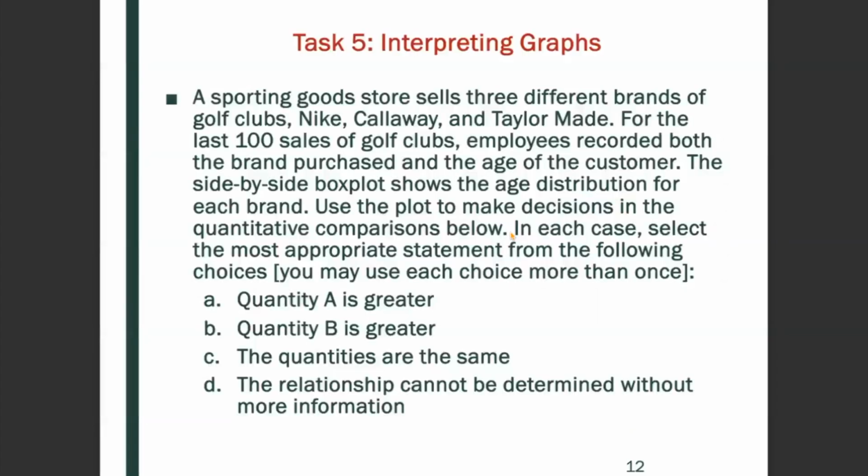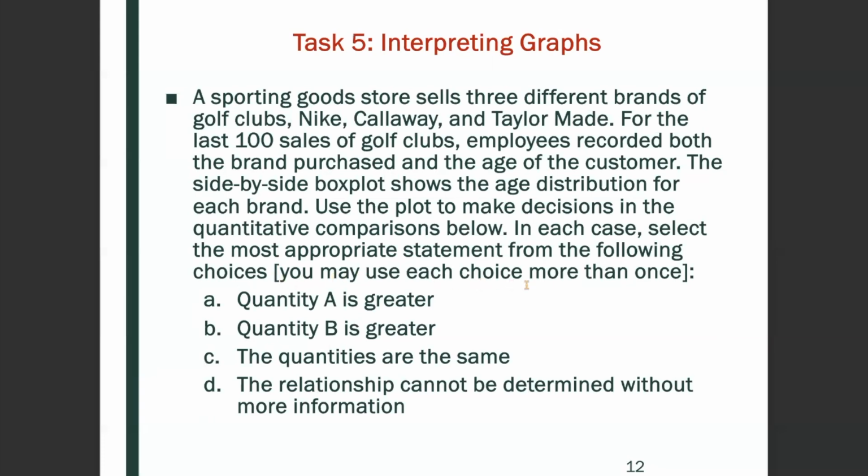Okay. Task 5. A sporting goods store sells 3 different brands of golf clubs: Nike, Callaway, and TaylorMade. For the last 100 sales of golf clubs, employees recorded both the brand purchased and the age of the customer. The side-by-side box plot shows the age distribution for each brand. Use the plot to make decisions in the quantitative comparison below. In each case, select the most appropriate statement from the following choices.